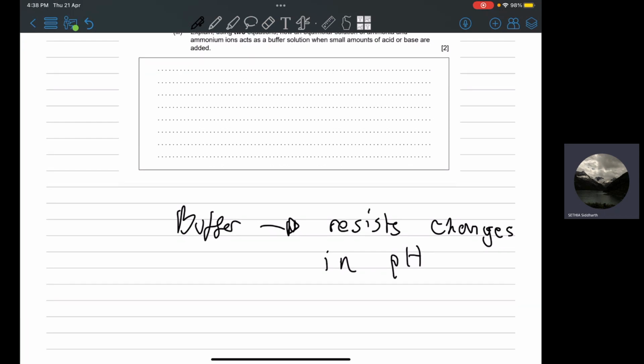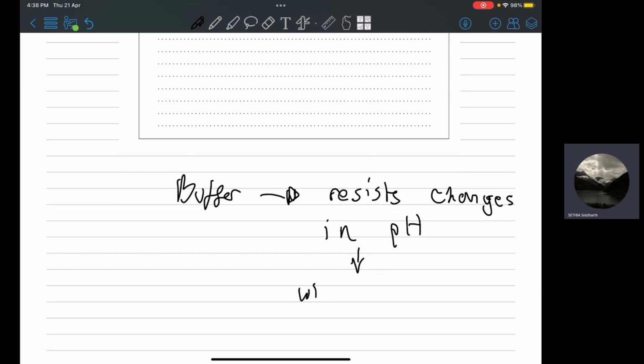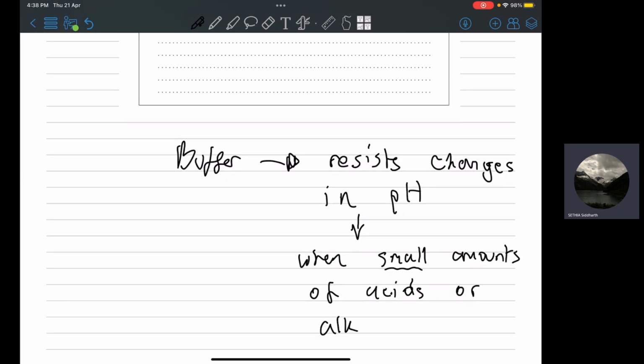But another thing that's important to remember is that it resists a change in pH when small, the keyword being small, amounts of acids or alkali are added to it.